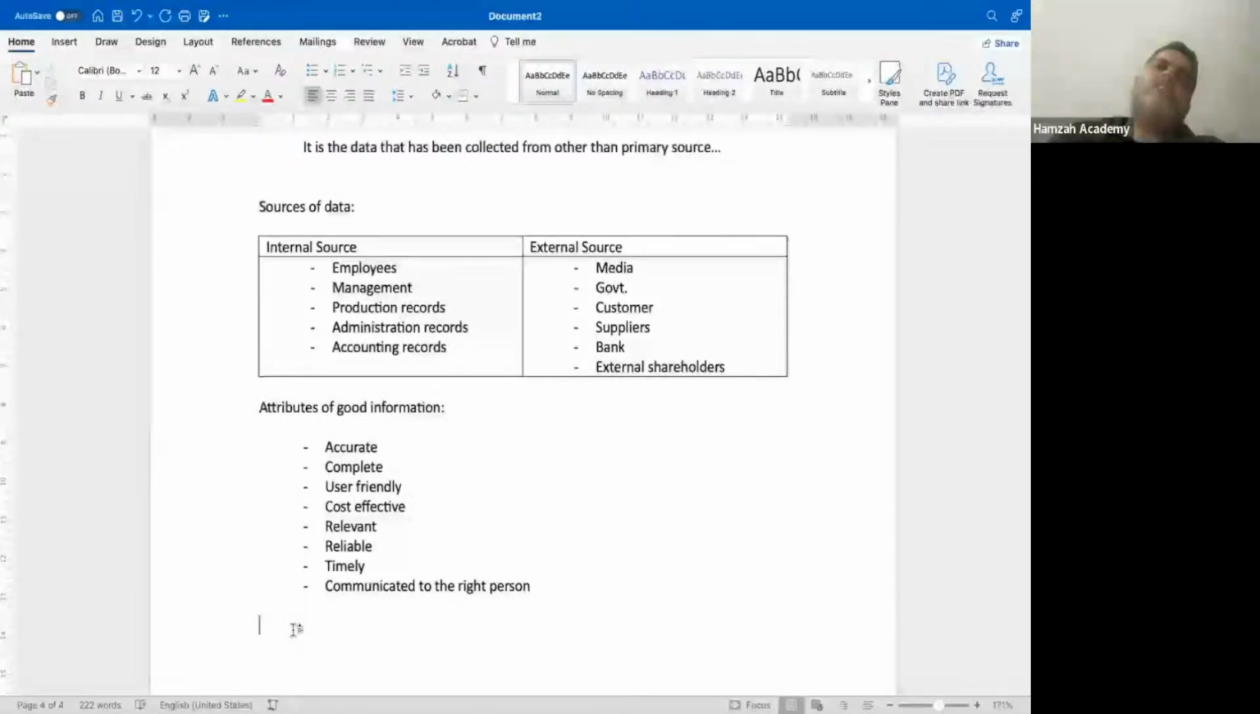And then the information has to be user friendly as well. You are getting the information, everything is fine, agreed upon. But at the same time, it has to be user friendly. If the user to whom you are providing the information is not able to understand it, or not able to get the whole picture, then what's the point of providing the information?